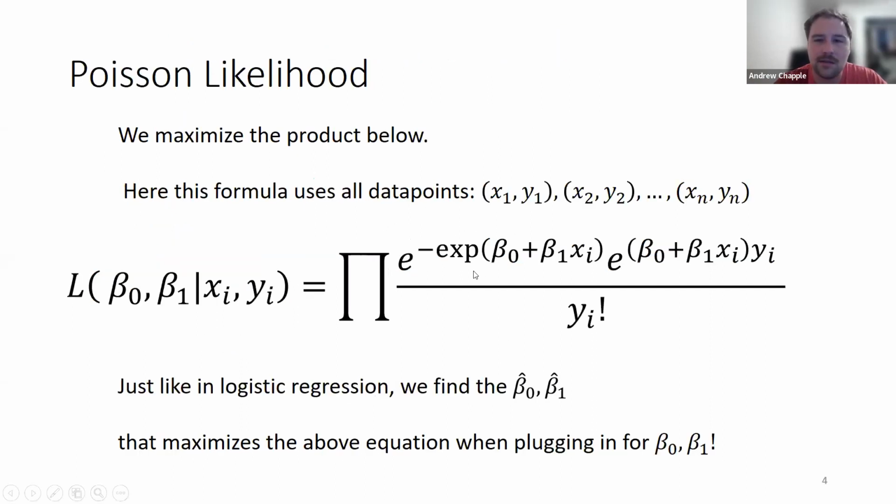This is the Poisson likelihood. Again, I'm not really concerned with you knowing this. All I want you to know is that in the background, this is the formula, and it's the product over i equals 1 to n. So you multiply them all together, where we find the beta 0 and the beta 1 that maximize this whole function here, okay? And then I plug in beta 0 and beta 1.